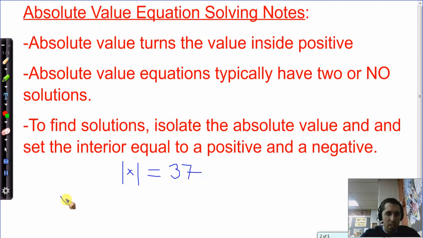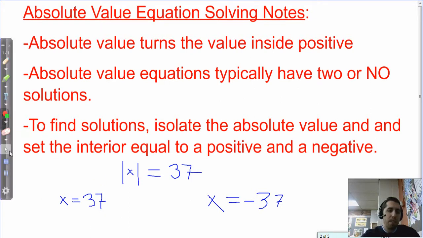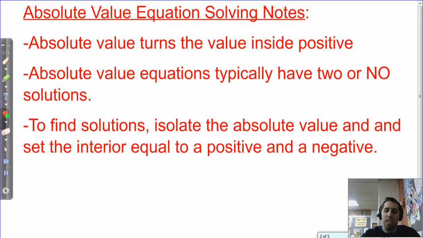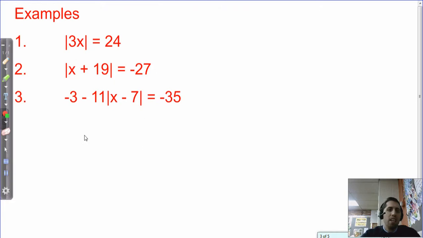So if x is 37, well, then the absolute value of 37 is 37. But x could also be equal to negative 37, and this would still be true, because if we put a negative 37 on the inside, well, the absolute value is going to turn it into positive 37, and we're going to be all good. It'll still be true. So that's an example of how we can have two different solutions to this, and that's going to kind of help guide our process for solving. Let's look at some examples.